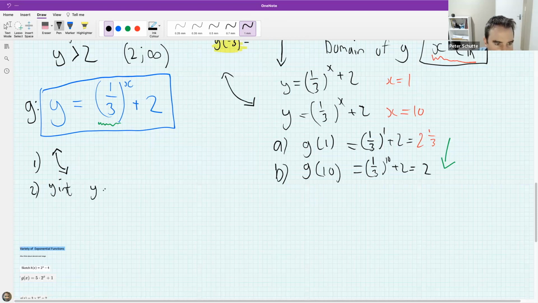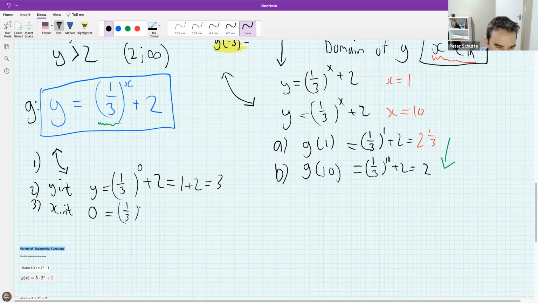Okay, to find the y-intercept, I go a third. So the y-intercept is just going to be not 2, it's going to be actually 1 plus 2, which is 3. Okay, what about the x-intercept? Well, for this we need to solve this equation.